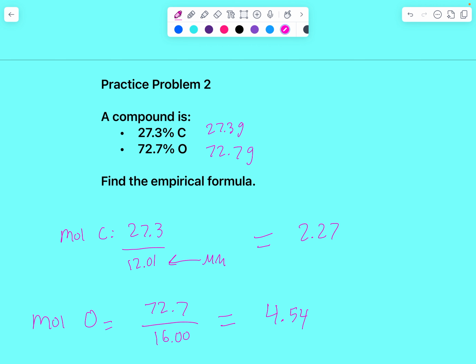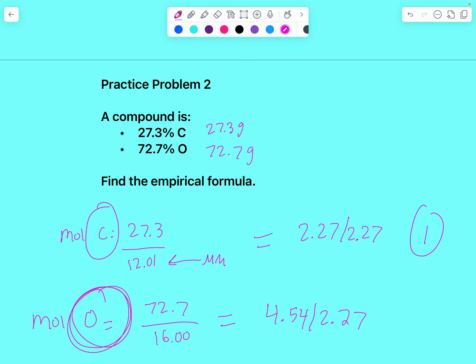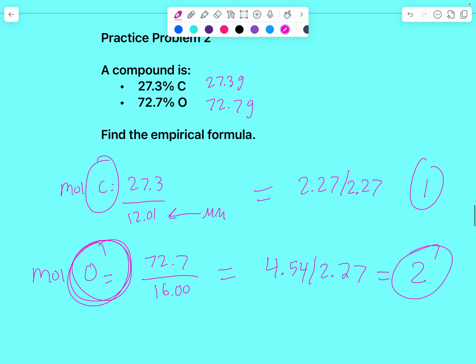Now, we convert grams to moles for each element. Step 3, divide by the smallest. Which one's smaller, you guys? 2.27 or 4.54? 2.27 is obviously smaller. So divide both of them by that. And you get for C, 1. And then for O, you got 2. Okay? So, because 4.54 divided by 2.27 is 2.